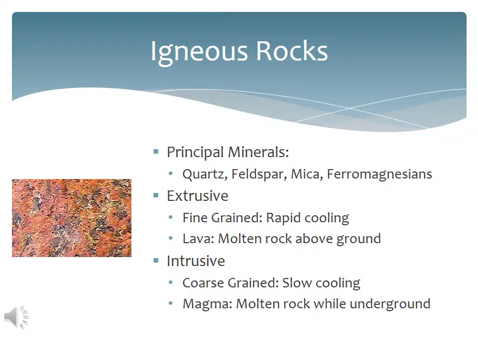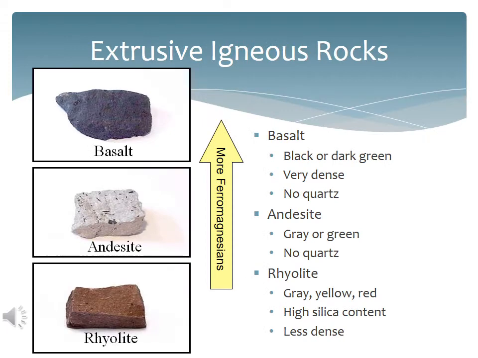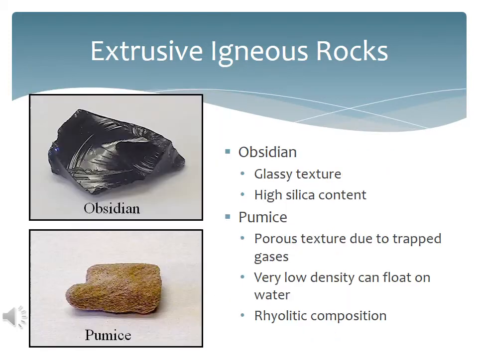As the molten material cools, crystals of the various minerals begin to form. These crystals grow and grow until all of the molten material has been consumed. Three of the most common extrusive igneous rocks are basalt, andesite, and rhyolite. We mentioned basalt earlier as the basic bedrock of the oceans. Both obsidian and pumice have quite a bit of silica in them, that is quartz.